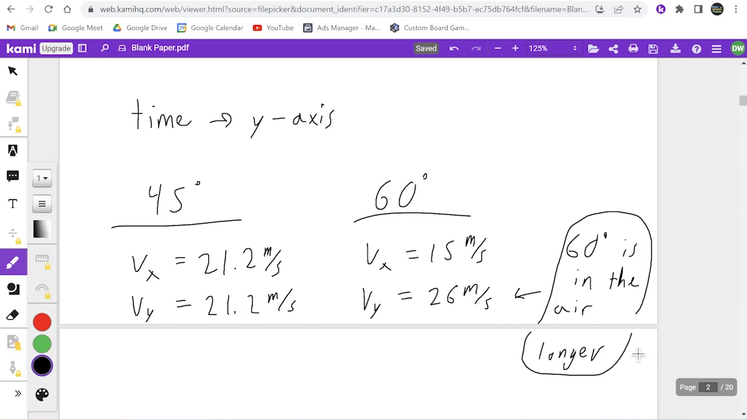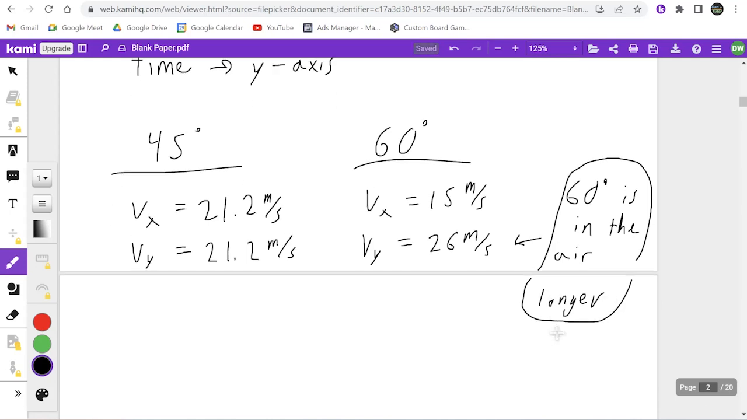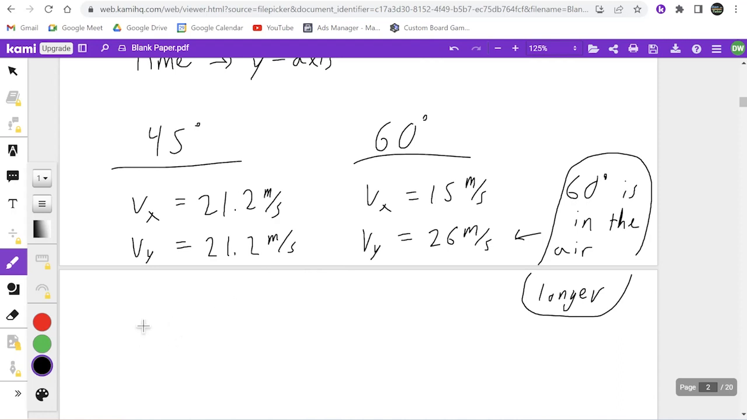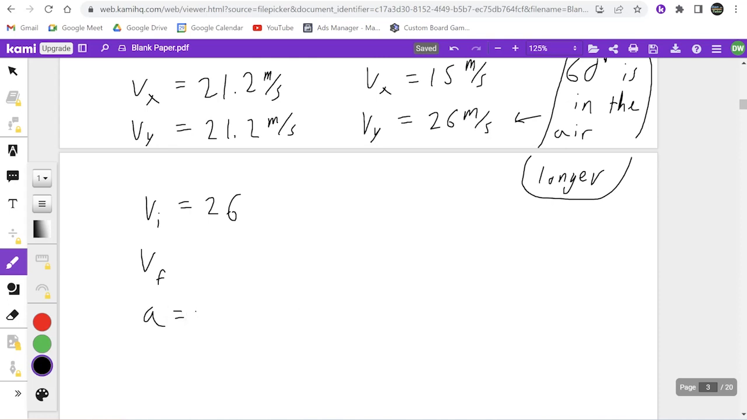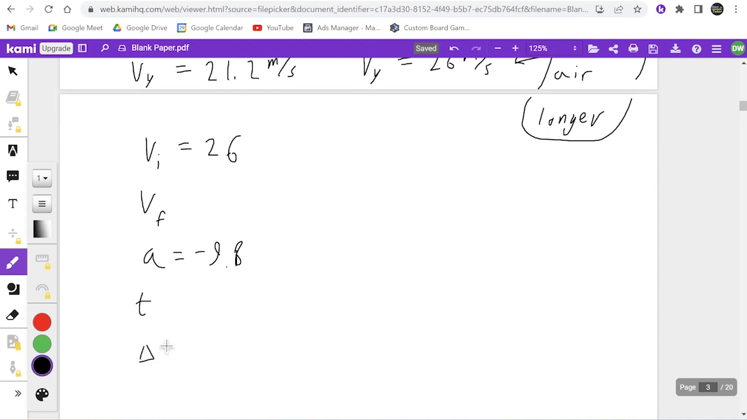And if you don't believe me, then you can plug it into a kinematic equation because V initial is, let's say, 26. Notice it's the y component only. V final, I don't know what V final is. Acceleration is negative 9.8. The time, we also don't know. And delta y is going to be, yeah, I'm going to tell you it's zero, but can someone tell me why it's zero for delta y?